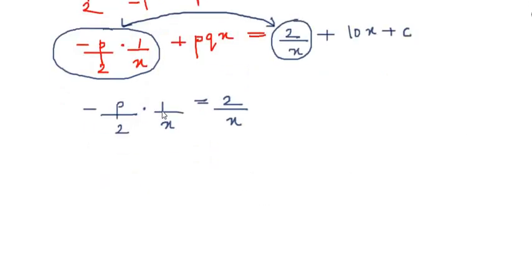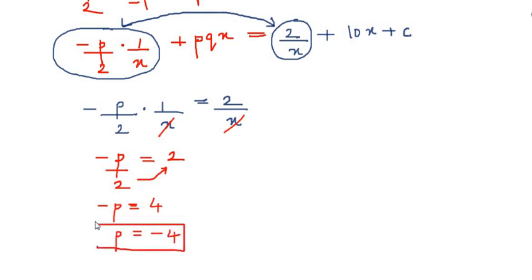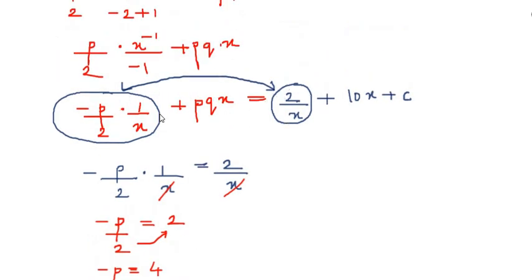So by comparison we can cancel the x terms from both sides. We are left with minus p over 2 equal to 2. So 2 can be taken over to the other side and it becomes minus p equal to 2 times 2, which is 4, and p is negative 4. So we have got the value of p, which is negative 4, by comparison of the left hand side and right hand side.